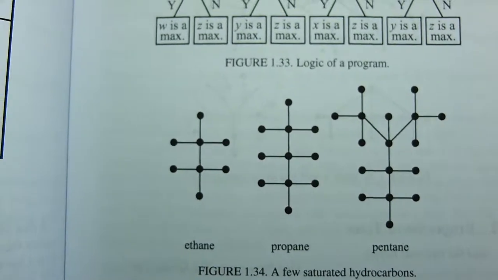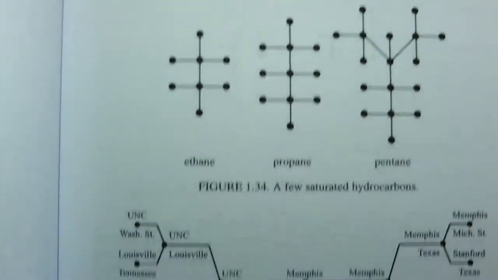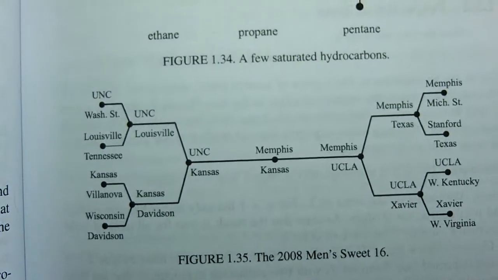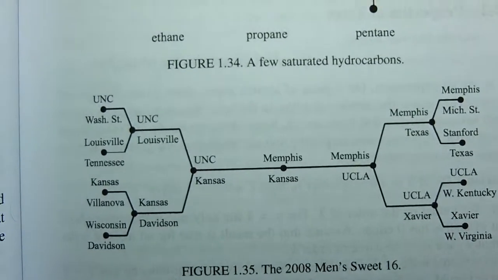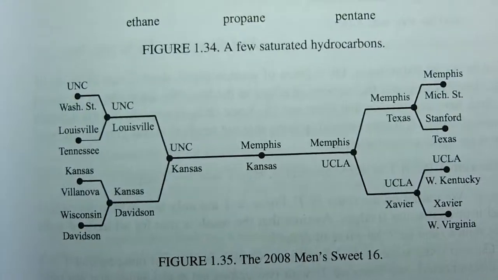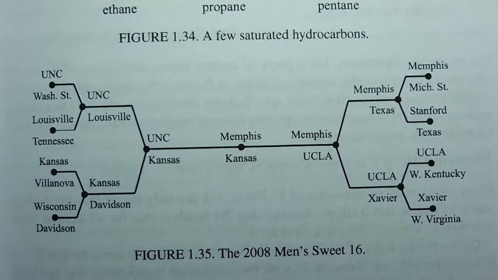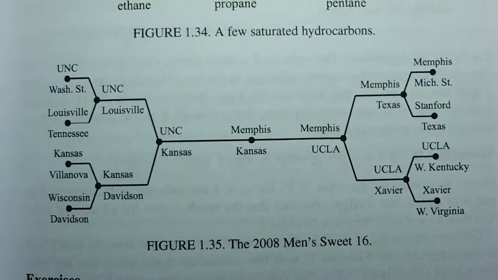Okay. One last application that I'm not even going to write down, of course, is if you're looking at a March Madness bracket. Here's the Men's Sweet 16 from 2008. This is what it looked like. So that is also a tree.